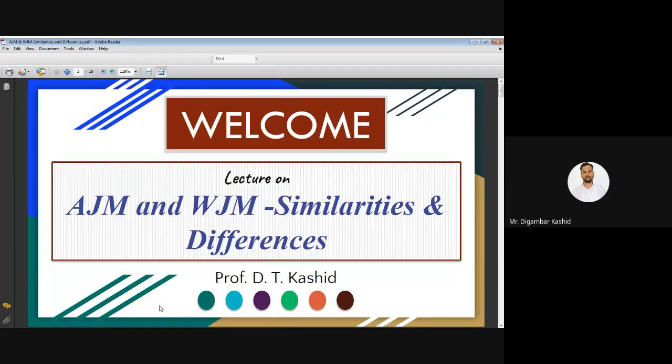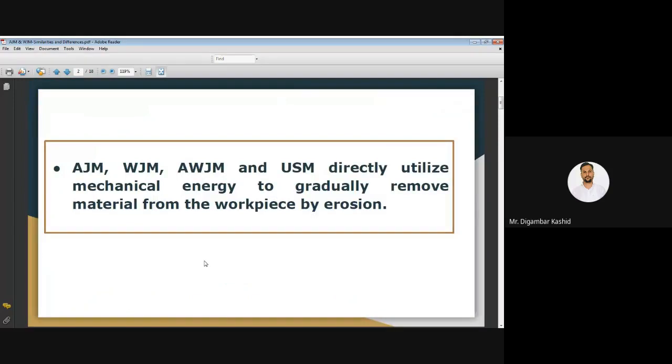Okay. So firstly, we'll go for the second chapter, that is the mechanical energy based processes. We have learned about abrasive jet machining and water jet machining, correct? So we'll go for that point. Abrasive jet machining, water jet machining, ultrasonic machining and abrasive water jet machining belong to the mechanical energy based processes. That means mechanical energy is utilized to remove the material from your workpiece.